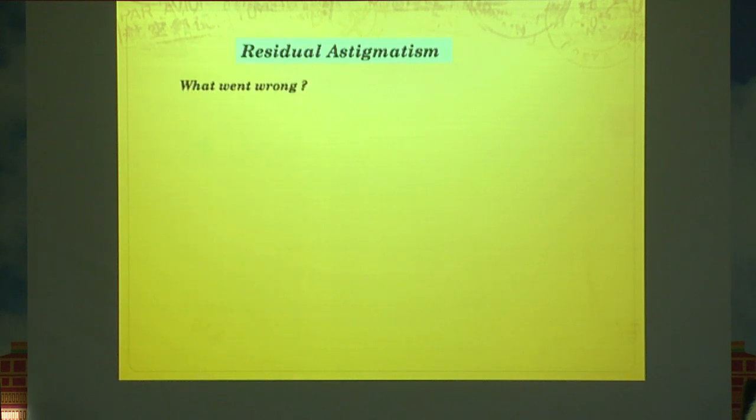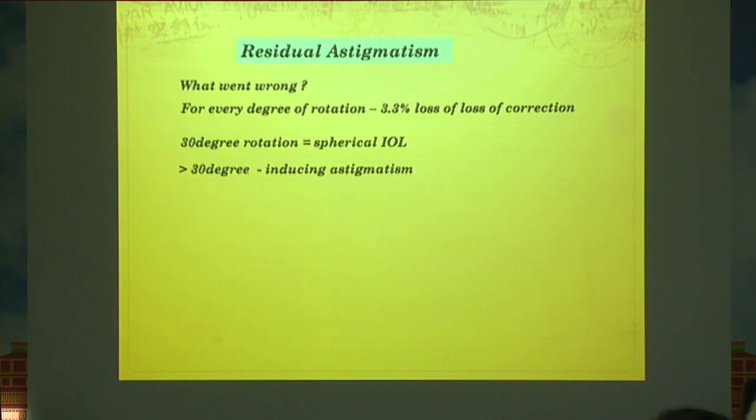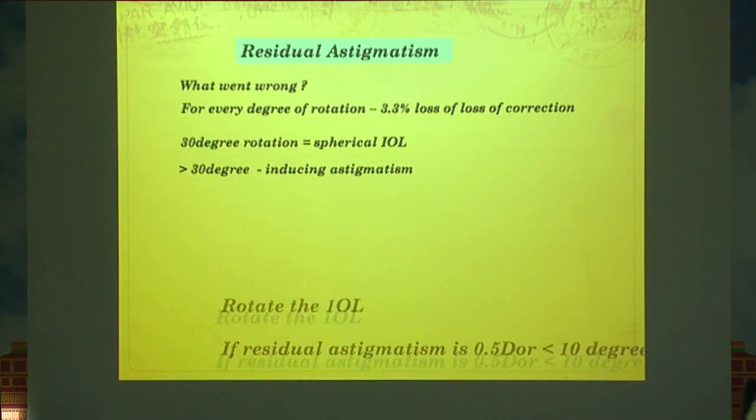Residual astigmatism, an important point: for every degree of rotation, there is a 3.3% loss of correction, and 30-degree rotation is almost equal to a spherical IOL. So it should not be more than 30 degrees, otherwise you are going to induce astigmatism in the opposite direction.